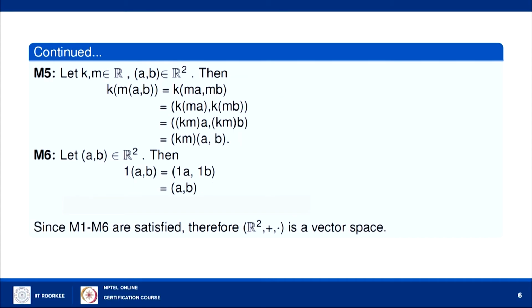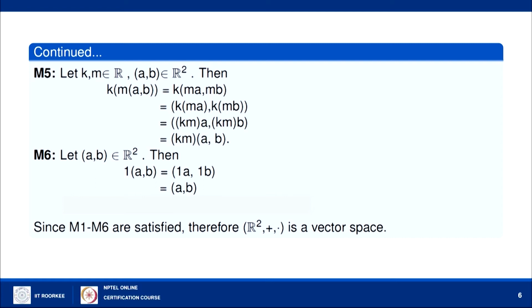Now, come to the fifth property. Here again I am taking 2 scalars from the field of real numbers, k and m, and a vector element (a, b) from R2. Then k times (m times (a, b)) can be written as k times (ma, mb), which is nothing but, I can take k inside the bracket again, (kma, kmb), and this finally comes out to be (km) times (a, b), which is the fifth property.